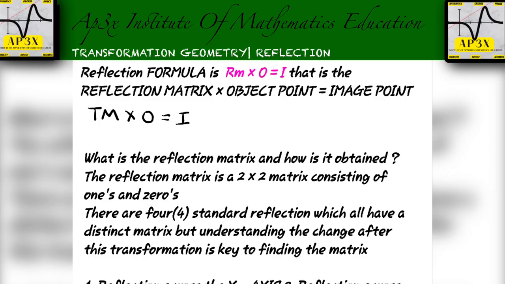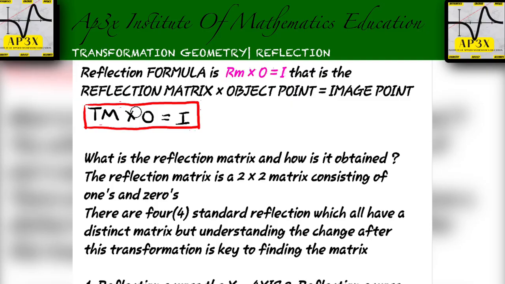Okay, so that is the general formula, let's just put a marker around this. This is the general formula for reflection, for rotation, and for enlargement. Now when it comes to reflection, we're going to specifically say the reflection matrix. So it's going to be the reflection matrix multiplied by the object point that is equal to your image. So that's basically what we're looking at here.